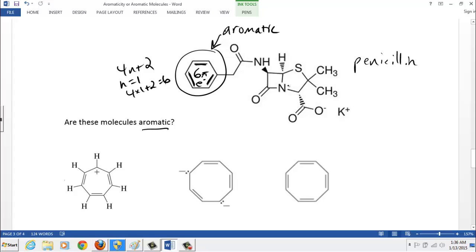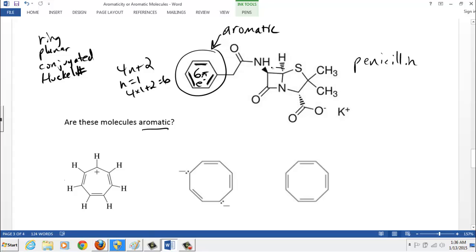Okay, but there are other rings in here, right? To be aromatic, we need a ring. We need it to be planar. It has to be conjugated throughout. And it's got to have a Huckel number. Huckel number. Pi electrons.